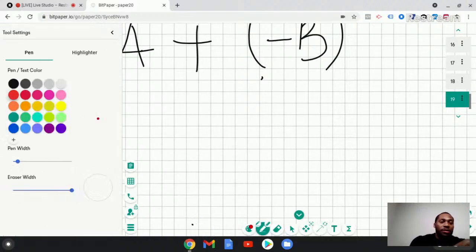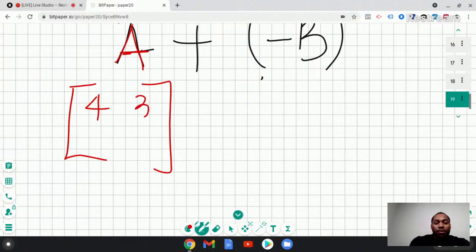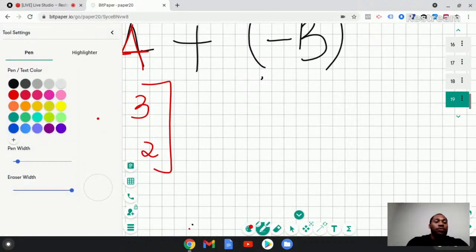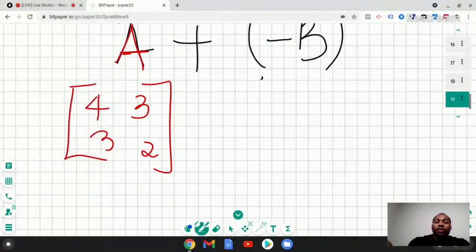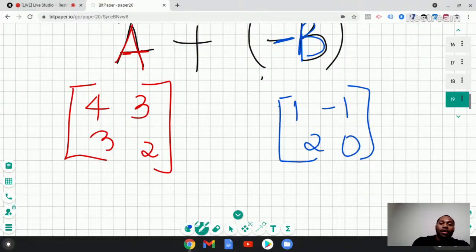Let me use a different color for no reason at all. Actually, this might help you understand it. A, and I'm using red for A: 4, 3, 3, 2. And then B, let's use blue for B. So I have B here, and I want A minus B. What is B? I have my notes here for you guys. 1, -1, 2, 0. So I want A minus B.